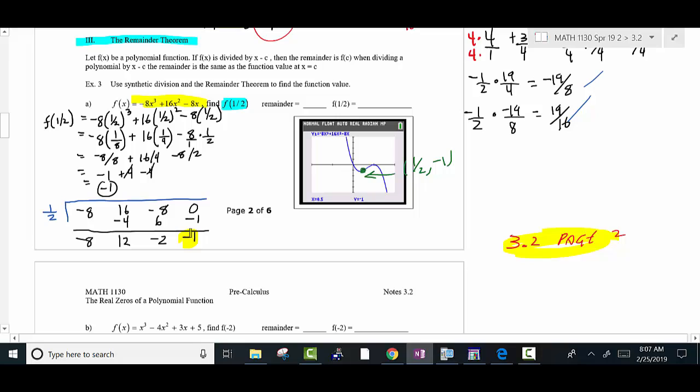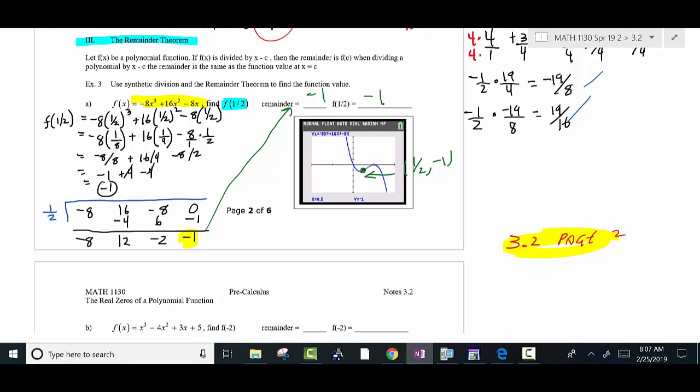I got negative 1. I got the function value, didn't I? That's what happens here: the remainder is negative 1, which means that's what the function value is. That's what the remainder theorem is. So if you're using the remainder theorem, you don't have to do the plugging in. You just do the synthetic division. And to me, synthetic division is faster. What do you think?